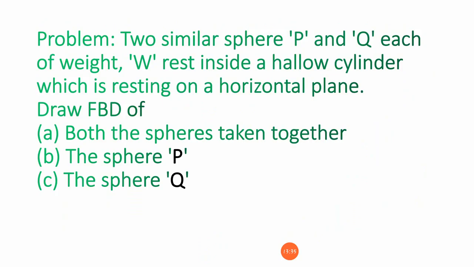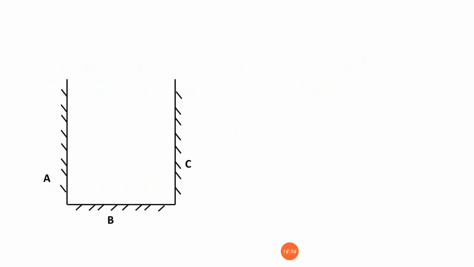So in this case, the next problem: two similar spheres P and Q, each of weight W, rest inside a hollow cylinder. Here we have two spheres P and Q with weights W, resting in the hollow cylinder, which is resting on the horizontal plane. Draw the free body diagram of both the spheres taken together, the sphere P separately and sphere Q separately. So in this case, I am going to take the cylinder.